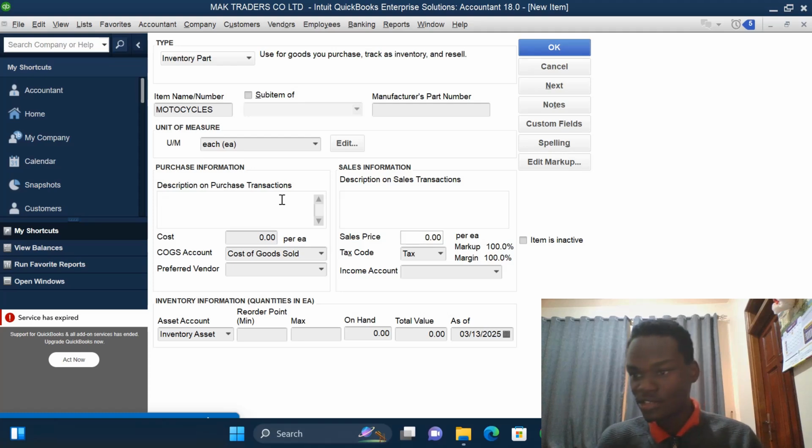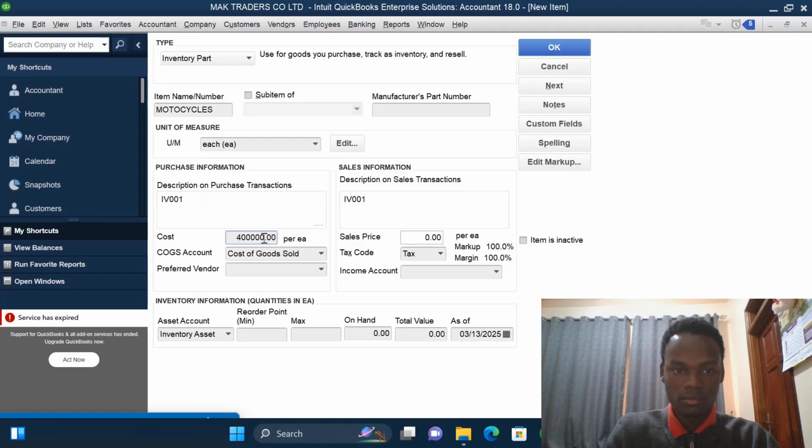The description is IV001. The motorcycle costs 4 million, and the selling price is 4,800,000.